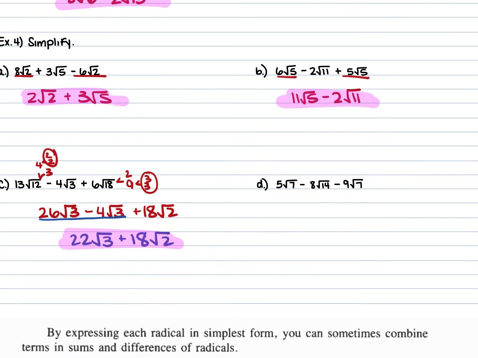For example D, we have 5 square root 7 minus 8 square root 14 minus 9 square root 7. Your terms that you're combining are the 5 square root 7 and the negative 9 square root 7. So this gives us negative 4 square root 7 minus 8 square root 14.